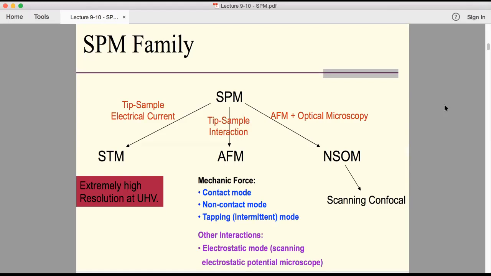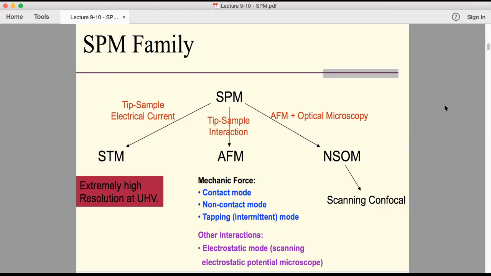The second type is the AFM, or atomic force microscopy, which I think is far more familiar to you. That measures the tip-sample interaction. It measures the electrostatic force between the tip and the specimen, so it's basically a mechanical force. Under AFM, we have the magnetic force microscope, which measures the magnetic force between the tip and the specimen. And then we have the latest technology, the near field scanning optical microscope, which combines AFM with optical microscopy. It uses a laser directed into the sample using a glass fiber.